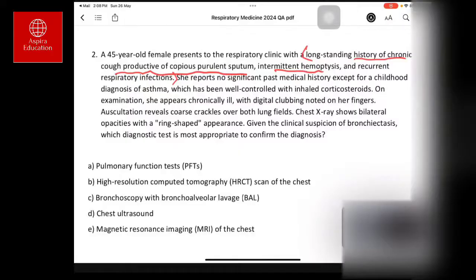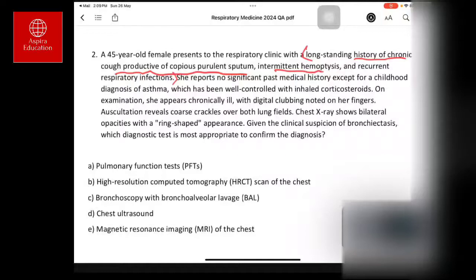On examination, she appears chronically ill with digital clubbing noted on her fingers. Auscultation reveals coarse crackles over both lung fields. Chest X-ray shows bilateral opacities with a ring-shaped appearance. Given the clinical suspicion of bronchiectasis, which is the diagnostic test most appropriate to confirm the diagnosis? Anyone?